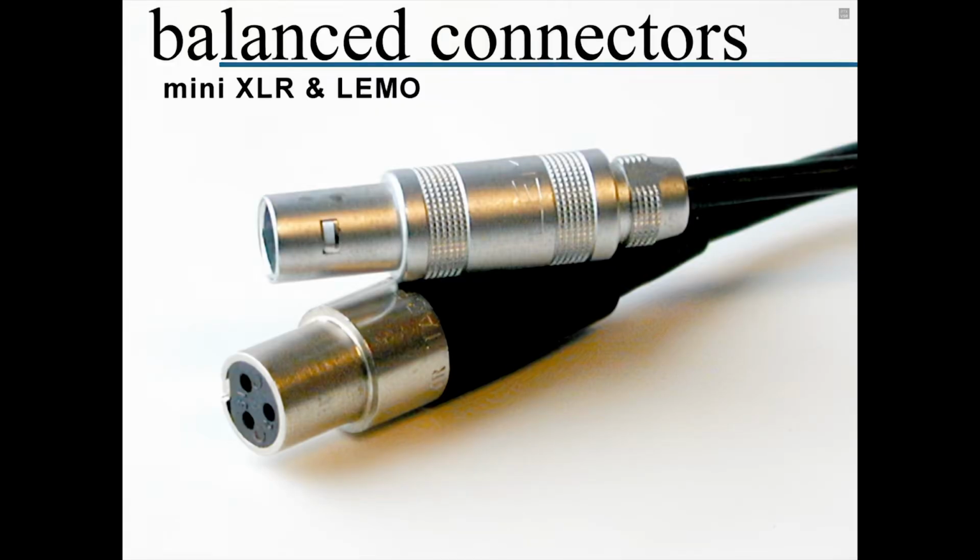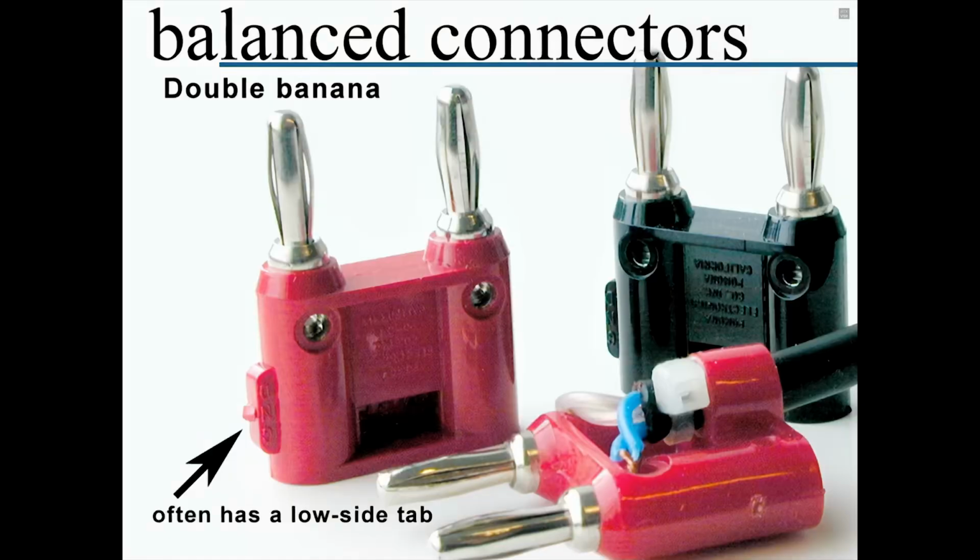The less common miniature XLR and LEMO connectors are generally used on small audio devices. The double banana connector is used in balanced floating circuits. There's usually a low side or negative pin indicator tab.